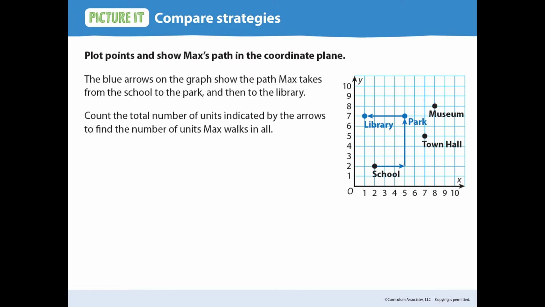Then he walks 5 units up from the school. The school is already at 2 units up, so when we add 5 more, 2 plus 5, we get 7. The ordered pair of the park is 5, 7. The distance he walks is 3 plus 5 equals 8. So he walked 3 plus 5 more to get 8 units between the school and the park.